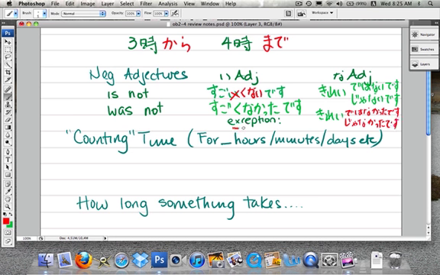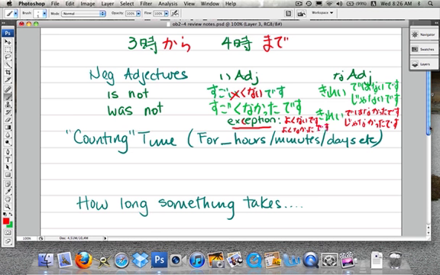There is one exception as usual, and our exception is good. Ii desu ne, which is yokunai desu or yokunakatta desu.